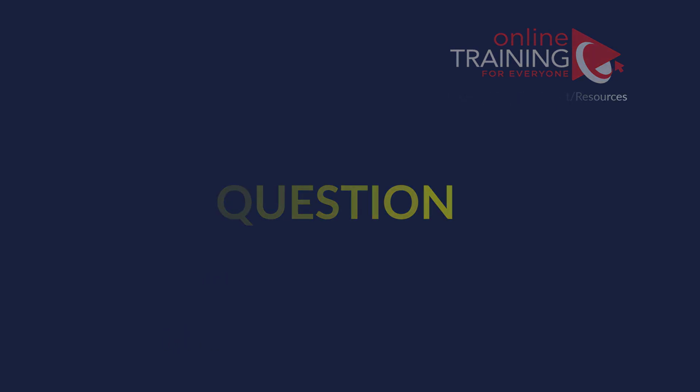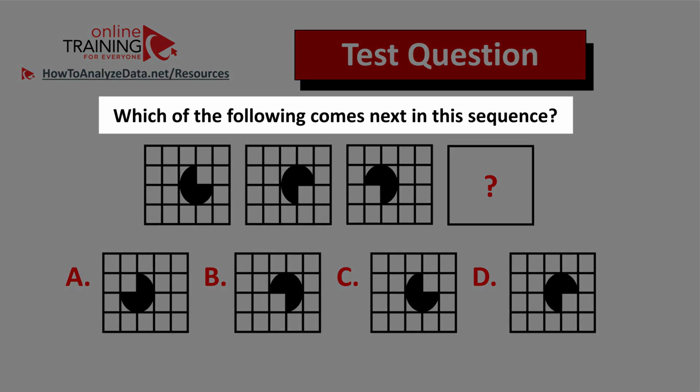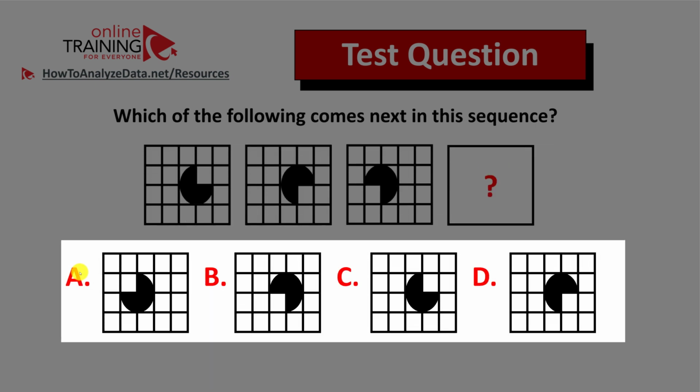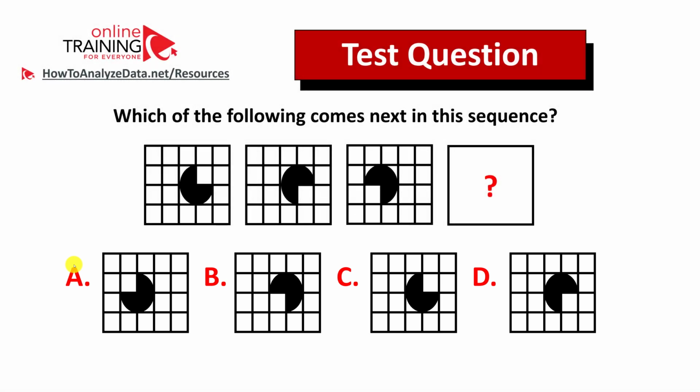Let's look at an interesting question, which tests your visualization as well as analytical skills. Which of the following comes next in the sequence? And you have a sequence of 4 by 5 rectangles, and each rectangle contains a pie inside. The figure 4 is missing, and there are 4 different choices for you to select from. Choice A, B, C, and D. Now might be a good time to pause this video to see if you can come up with the solution on your own.